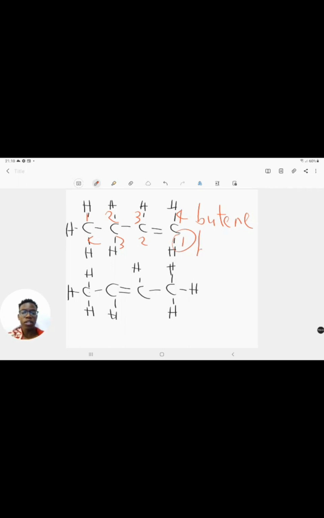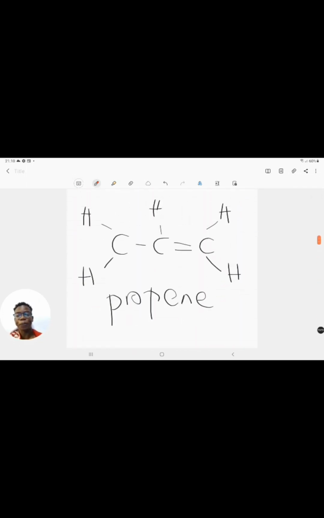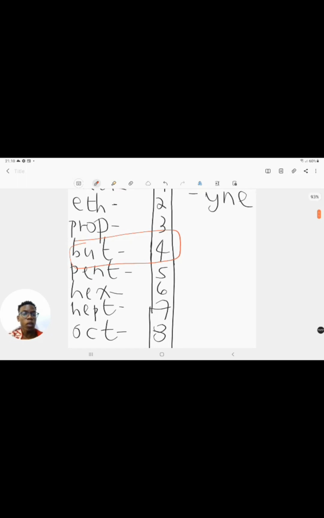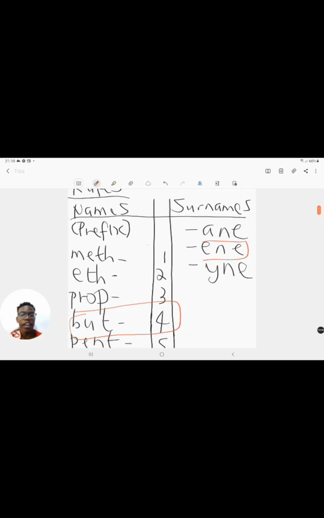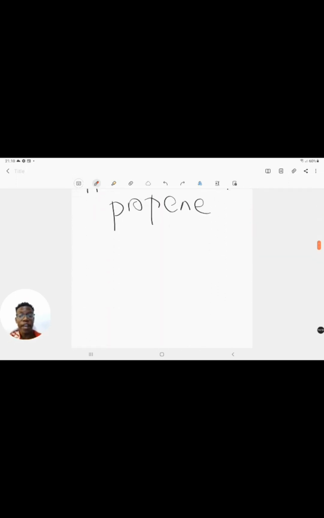So I'm going to say this is but, the first part of the compound. If you go back to the table, remember, the first part is but. And the second part is what? It is ene. But is the name and ene is the surname. So just as you have John Smith or Lerato Vilakazi, the name and the surname are split.